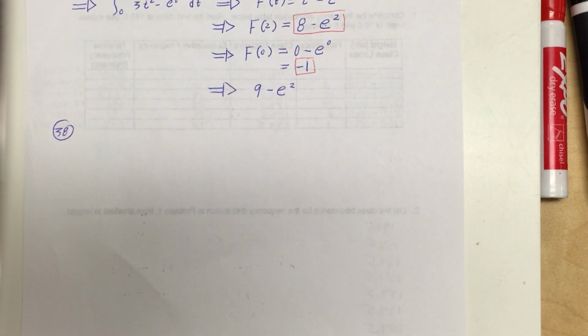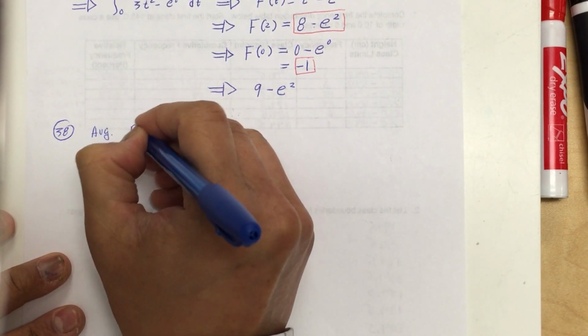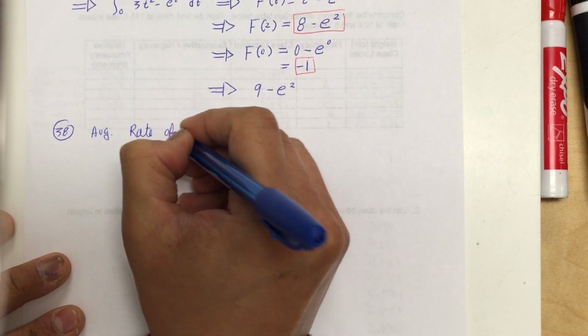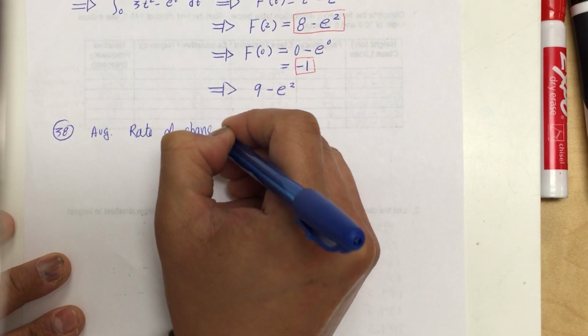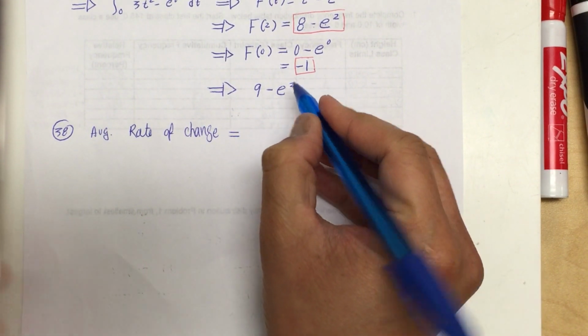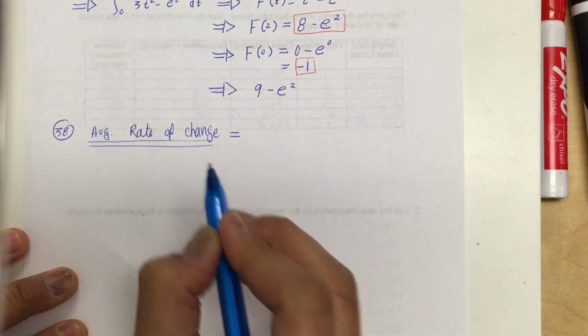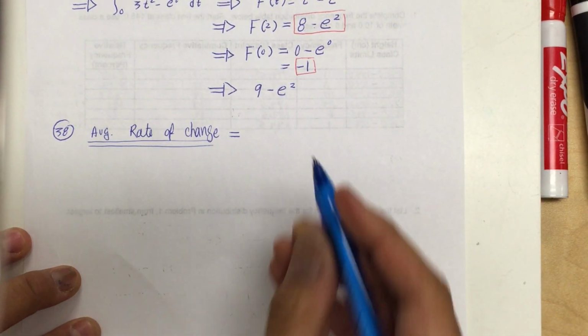38. Oh, 38, now we can use a calculator, which is very nice. It says find the average rate of change. So be careful, okay? So average rate of change is defined to be. So remember, make sure you know the difference between the definitions of average rate of change and average value. Okay, those things will tend to be kind of confusing.